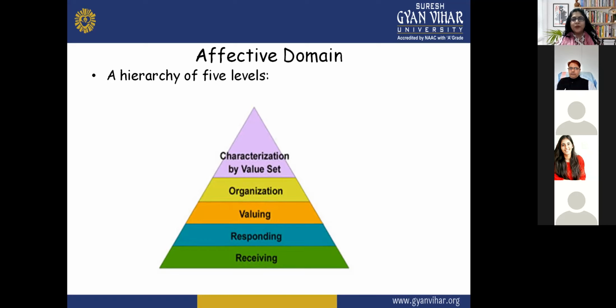Very nice. Thank you. Okay, so affective is also having hierarchy in 5 levels. We had 6 levels in cognitive. Now we have 5 levels in affective domain. So first of all, receiving is the lower level and characterization of value set is the highest level. And in between, first of all, lower level, we start receiving something. Then if I have received something, I will respond.